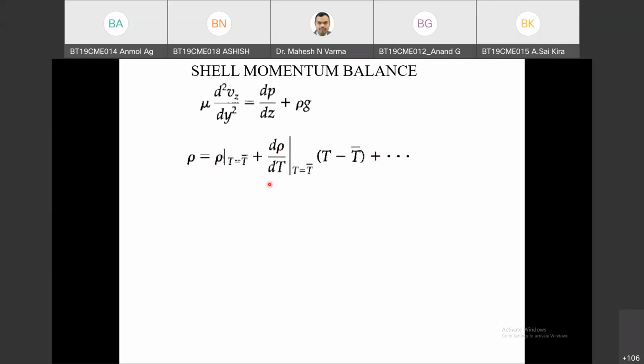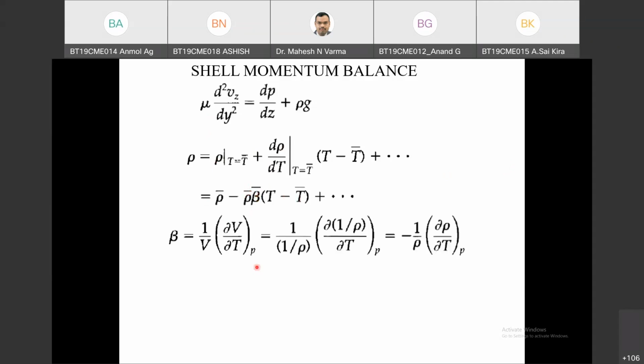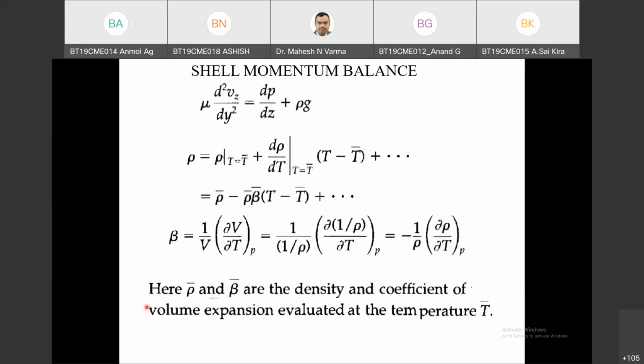Moreover, this del rho by del T is the compressibility factor. This will be equal to the average density multiplied by beta bar times T minus T bar. And what is beta? Beta is 1 upon V del V by del T at constant pressure. And V is the specific volume, 1 upon rho. This will be minus 1 upon rho del rho by del T, where rho bar is the average density, and beta is the coefficient of volume expansion.